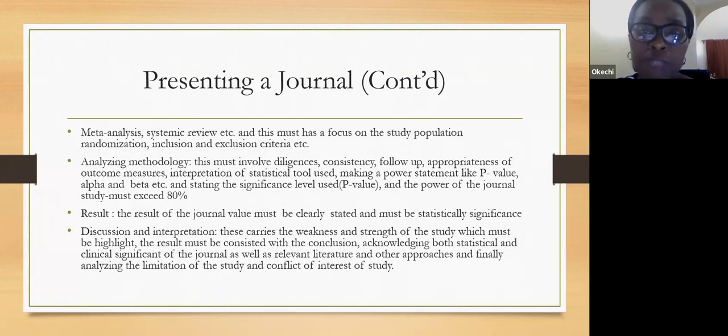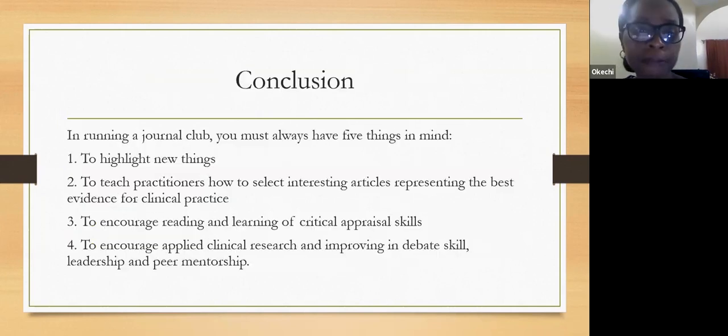Analyzing methodology, this must involve diligence, consistency, follow-up, appropriate outcome measures. Well, this should give us an idea of the kind of journal we should present. The result of the journal value must be clearly stated and must be statistically significant. Then discussion and interpretation. Well, a good journal will have all of this, so that should give us a guide on what to look for and what to present for discussion. Let's go to the next slide.